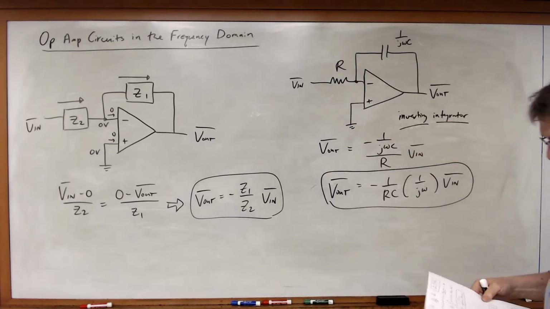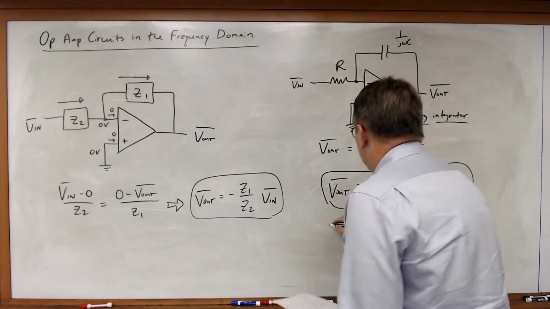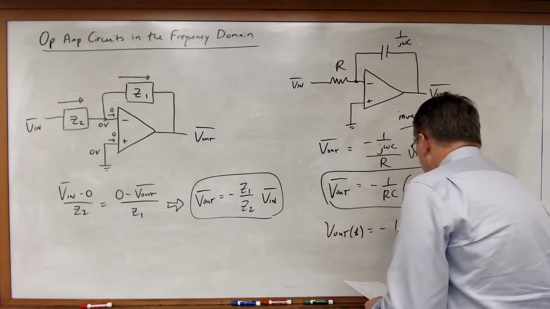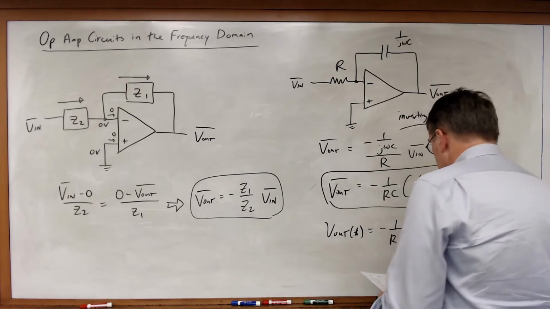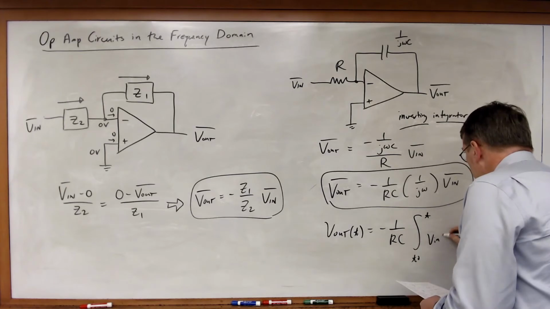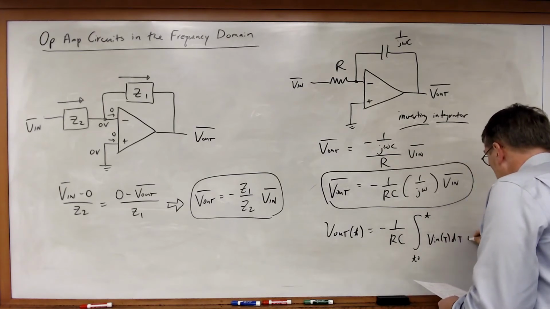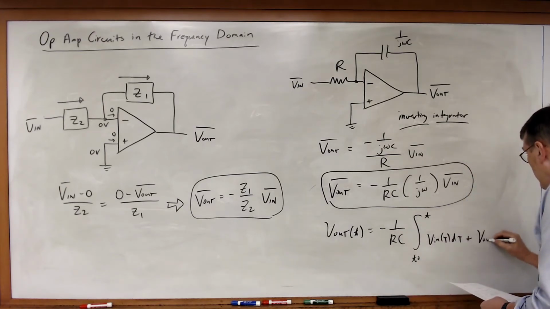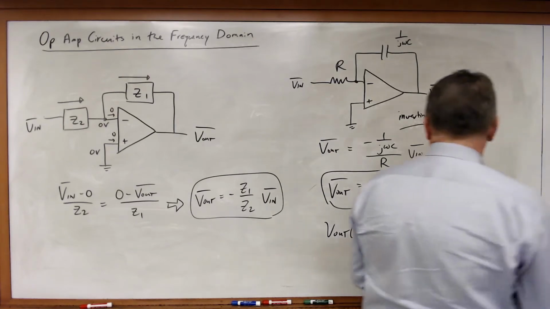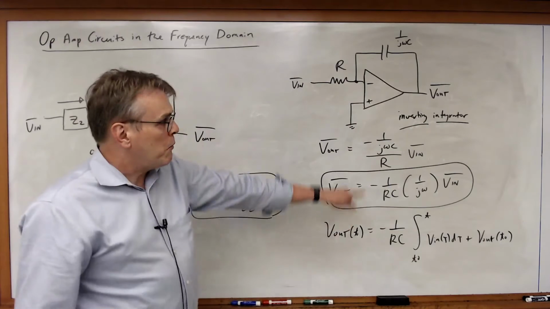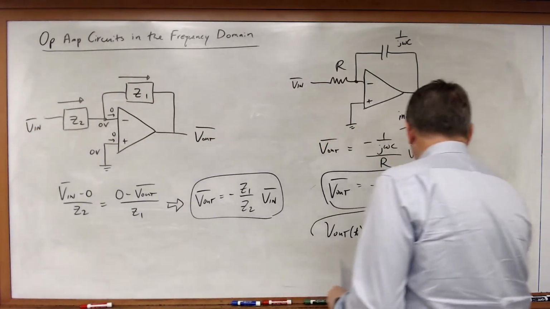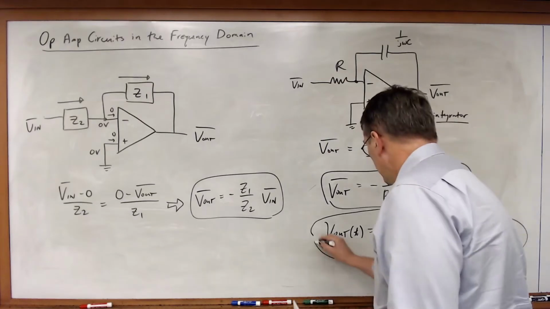So what we saw before is that V out of t is equal to minus 1 over RC times the integral from t naught to t of Vn tau d tau plus V out at t naught. So this is the answer we got when we analyzed that circuit in the time domain. So let's look at these two and compare them.